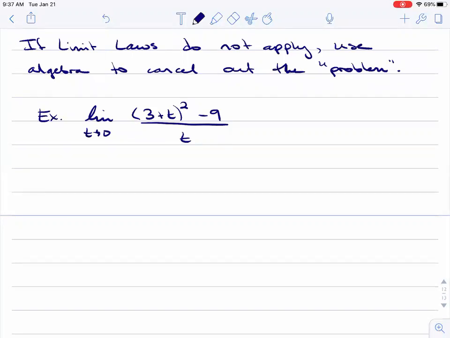So here we said, right, we can't divide by 0. So the limit as t approaches 0 is a little bit nasty. So we have to get rid of that t. One option that I'm seeing is, well, I could expand the (3 plus t) squared. And so I can rewrite this as the limit as t approaches 0 of 3 plus t times 3 plus t, which I'm just going to rewrite as 9 plus 6t plus t squared, and then minus 9 all over t.